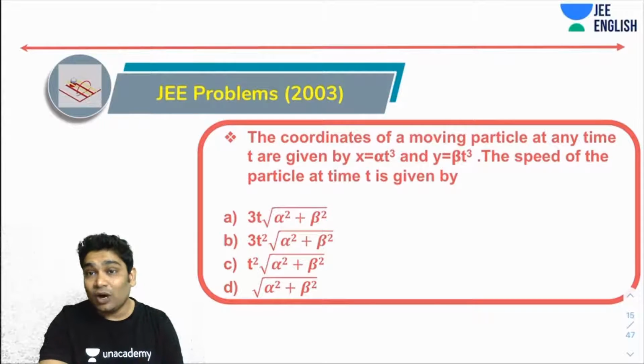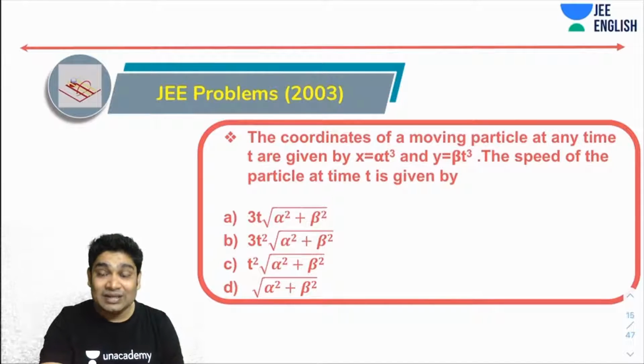This says that the coordinates of a moving particle at any time t are given as x equals alpha t cube and y equals beta t cube. The speed of the particle at a time t can be given as. This was actually asked in JEE 2003, or that time it was called JEE Mains. Here are your options. Try and solve this and give me a quick answer.